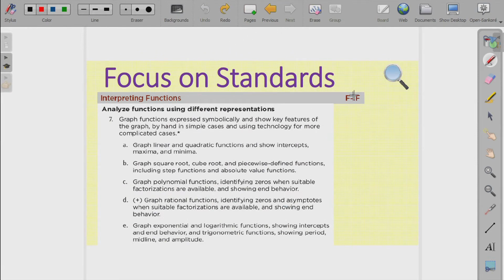Also listed in the interpreting functions domain, under Standard 7, we have Part E. Students should be able to graph trigonometric functions, showing the period of the graph, the midline, as well as the amplitude.